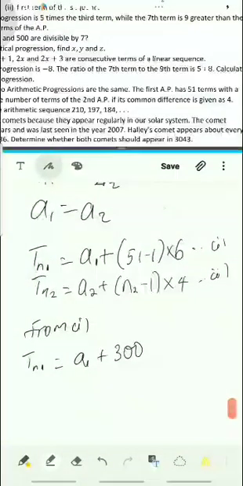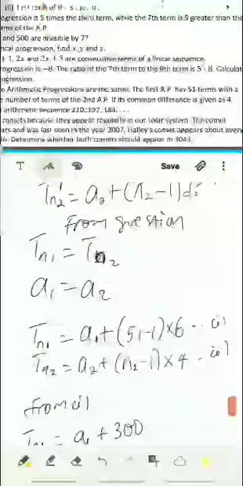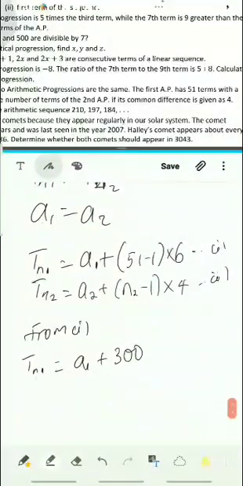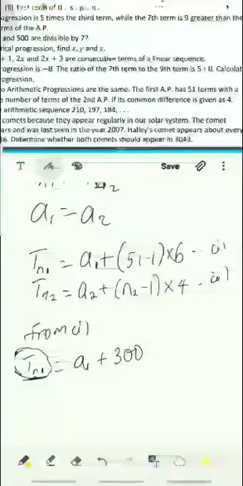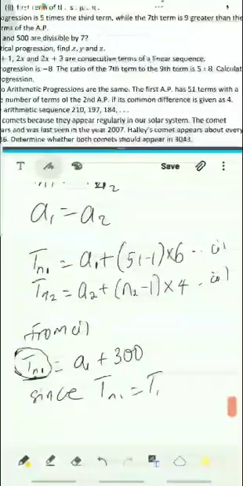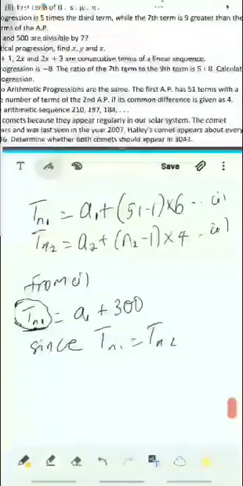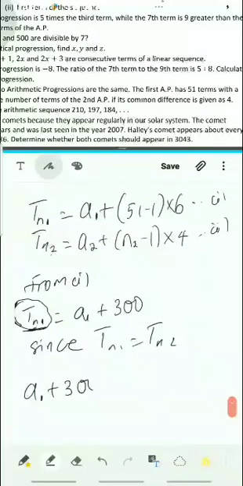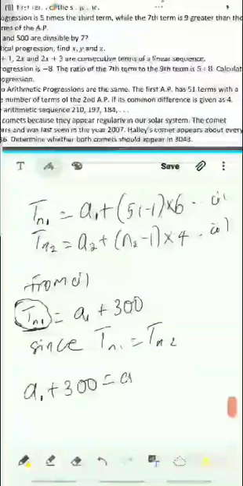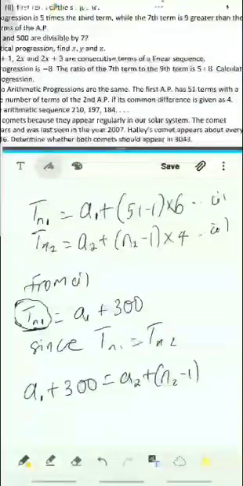But recall that Tn1 is equal to Tn2. So this nth term, the last term, is the nth term of this sequence. It is also equal to the nth term of this sequence, the last term. The last term is equal to this last term. So since Tn1 is equal to Tn2, I can replace this Tn2 with Tn1 and put A1 plus 300 here equals A2 plus (N2 minus 1) times 4.